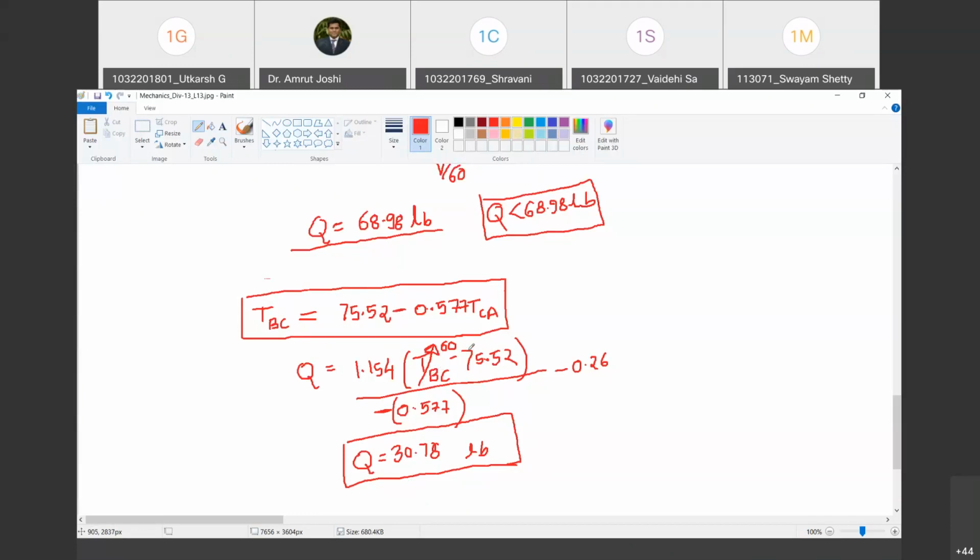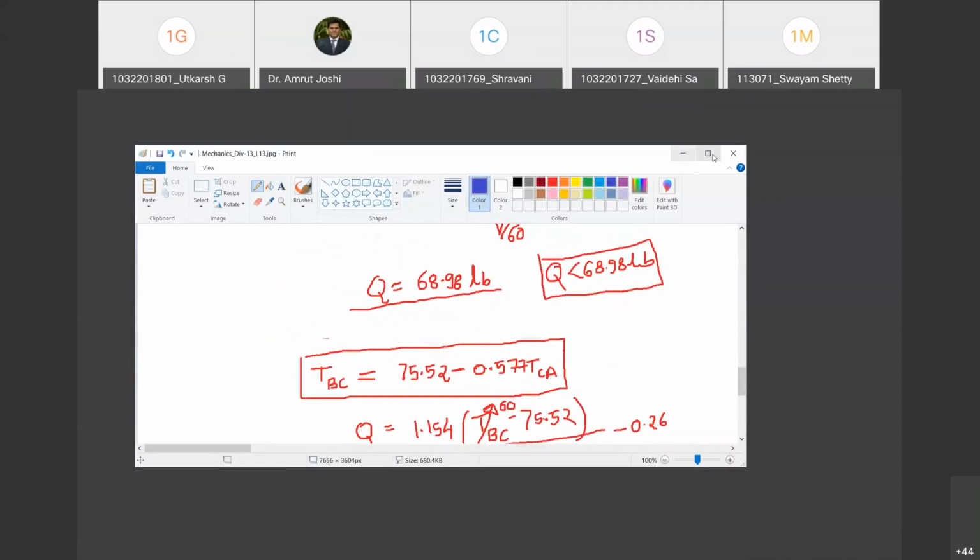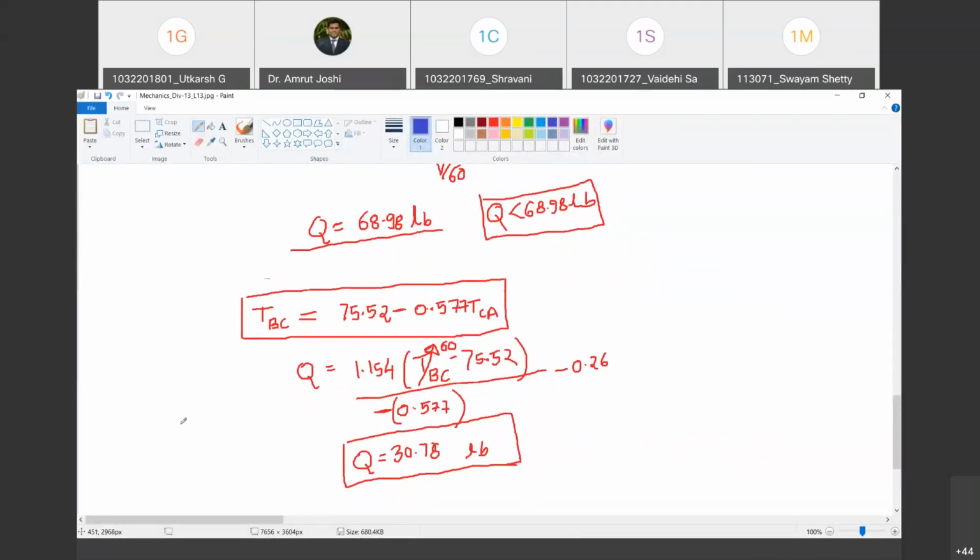Is it understood? Those who have not understood, let's try a small exercise. What you can do is instead of TBC equal to 60, substitute TBC equal to 65 and tell me what is the value of Q. Substitute 65 in place of 60 for TBC and tell me the value of Q. How much is Q?